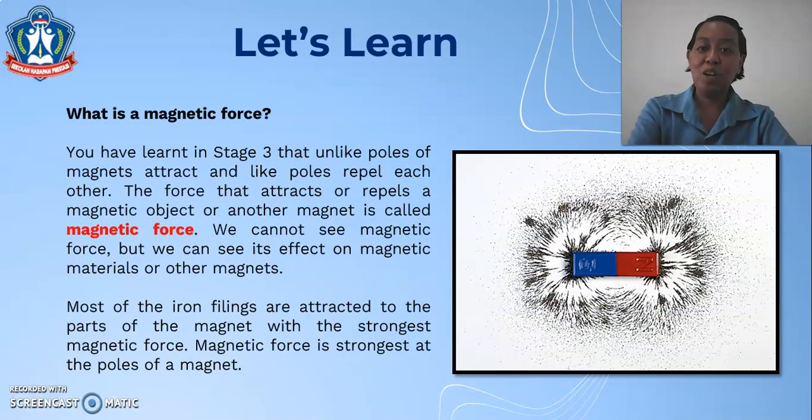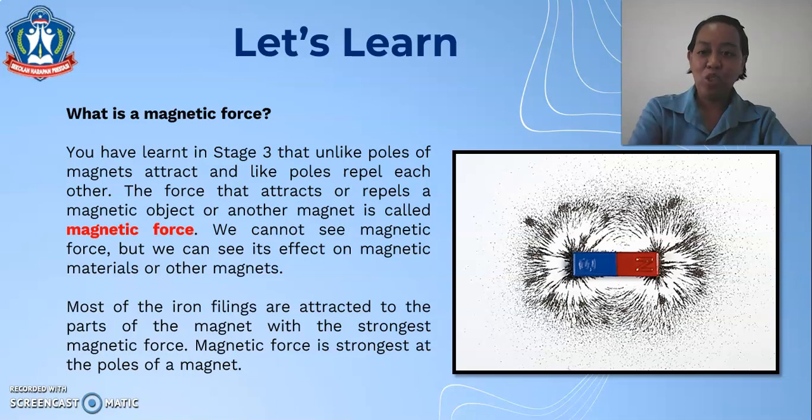So to start, what is a magnetic force? You have learned in Stage 3 that unlike poles of magnets attract and like poles repel each other. The force that attracts or repels a magnetic material or another magnet is called magnetic force. We cannot see magnetic force, but we can see its effect on magnetic material or other magnets. Most of the iron filings are attracted to the parts of the magnet with the strongest magnetic force. Magnetic force is strongest at the poles of a magnet.